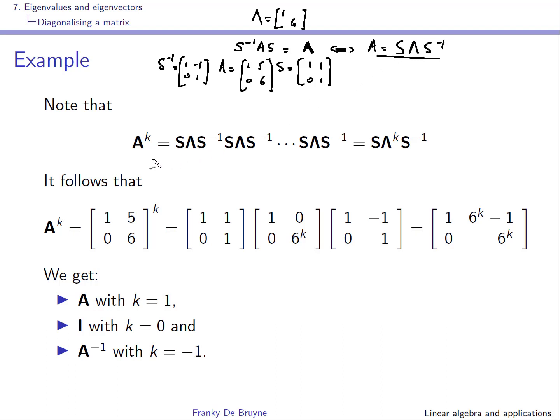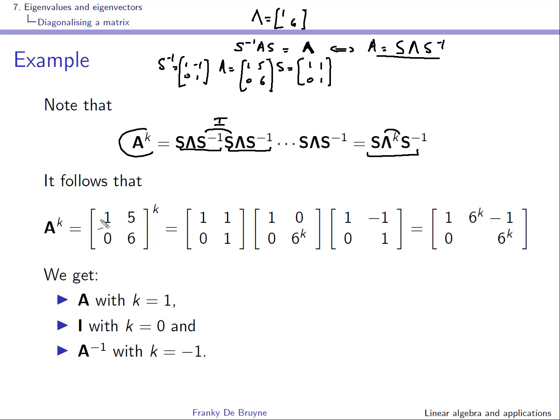Okay, this allows us to compute powers of A. So you have to consider A multiplying itself several times, and each time what you've got here is S minus 1 S, and this is the identity matrix. So the power k of A is S times the power k of lambda times S minus 1. Taking this power of lambda is quite easy.